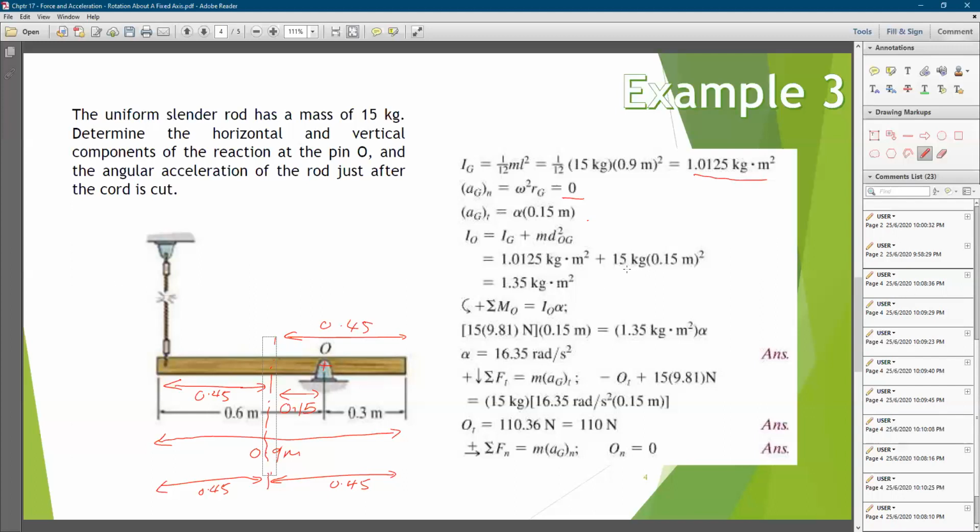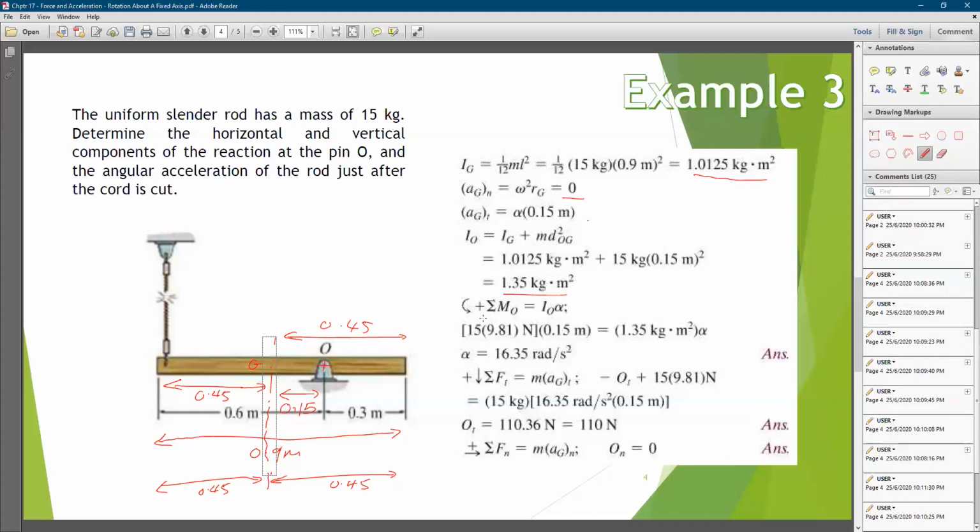We already calculated the mass moment of inertia of this slender rod, and then just add the mass times d squared. O is here, G should be somewhere here, and then this is the answer that we get.